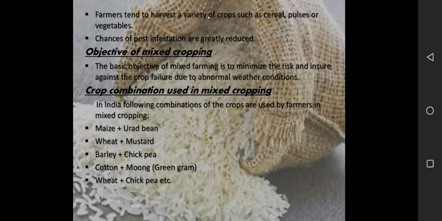The basic objective of mixed farming is to minimize the risk and ensure against crop failure due to abnormal weather conditions. Now, crop combinations used in mixed cropping are maize with urad bean, wheat with mustard, barley with chickpea, cotton with moong, that is green gram, and wheat with chickpea. So these are the combinations that are used in mixed cropping.